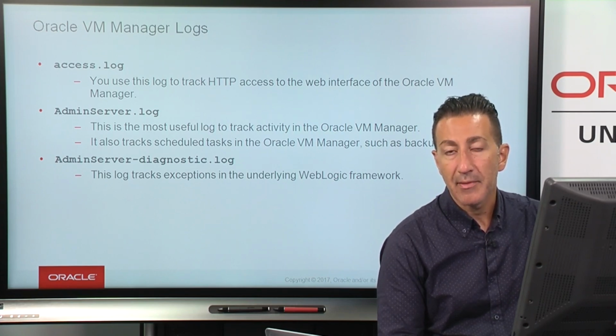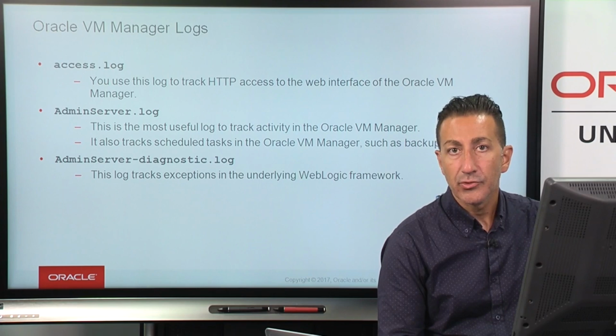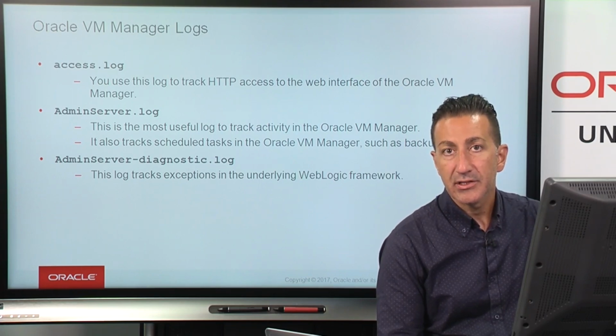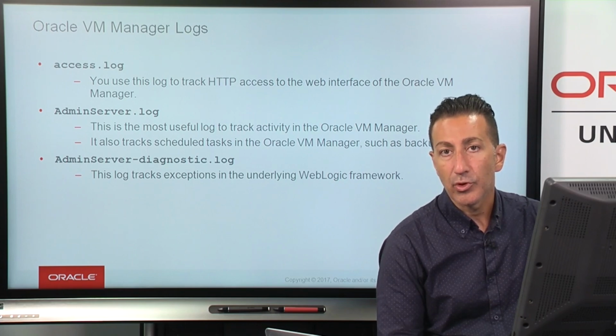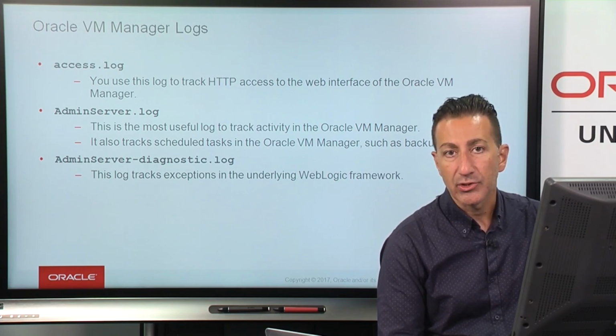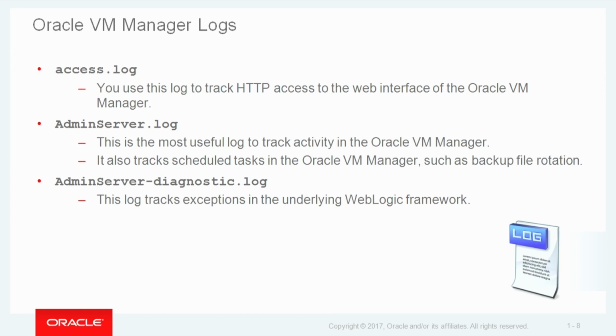The WebLogic server implements the HTTP protocol to help us get remote access using the console to the different interfaces and sections in the console page, for example to work with servers and VMs, subpools, storage, networking, and so on. You use this log to track HTTP access to the web interface of the Oracle VM Manager. It's similar to the access log that comes with, for example, the Apache web servers, the typical HTTP web servers, right? It implements some kind of audit to log exactly the activity.